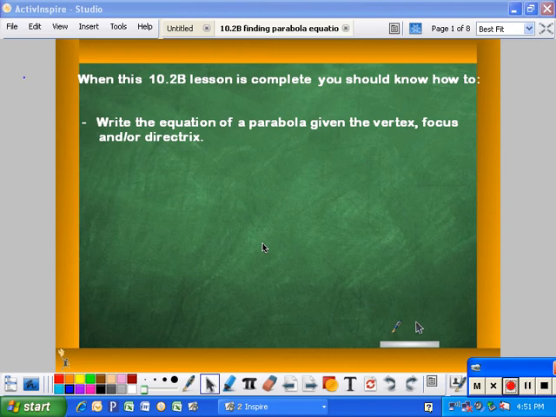Welcome back to day 2 of parabolas. In day 1, we were given the equation of a parabola. From there, we found different parts of the parabola and we were able to graph it. Well, today we're actually going to reverse that process. We were given different parts of the parabola today, and now we have to find the equation.